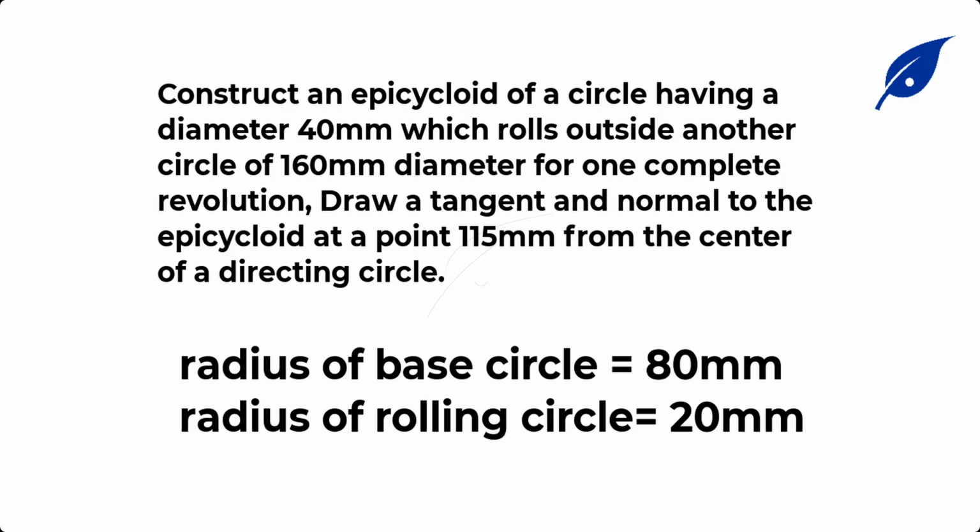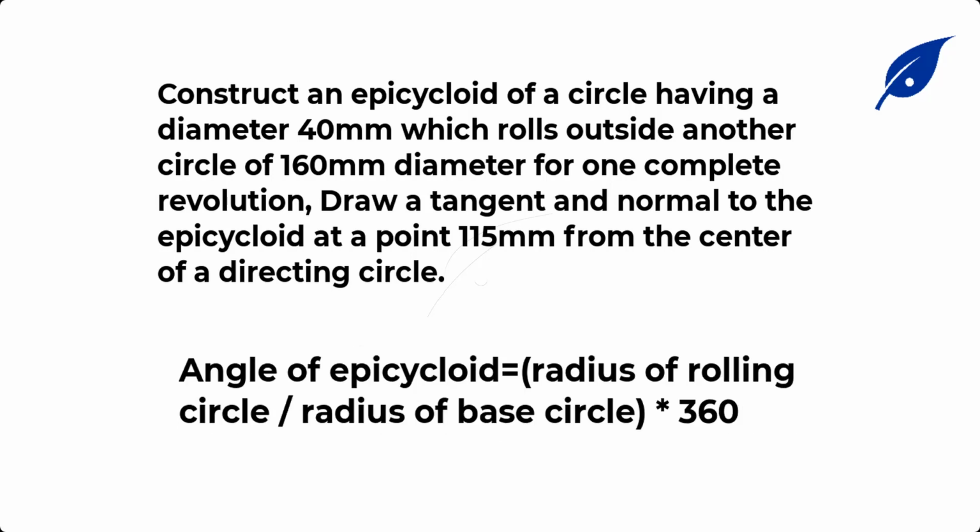So now the radius of the base circle is 80 millimeters since the diameter is 160 millimeters. The radius of the rolling circle is 20 millimeters since the diameter is 40 millimeters. Some other persons call the rolling circle the generating circle, which is the same thing. Now the rolling circle rolls along the larger circle, and the locus of the path of the rolling circle is the epicycloid. So that is what we are going to consider today.